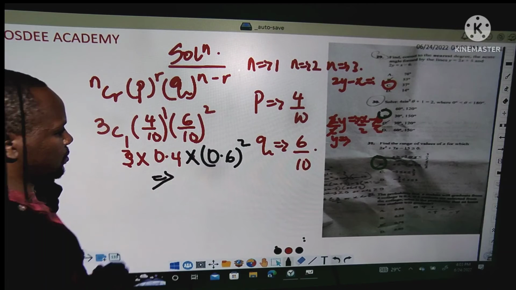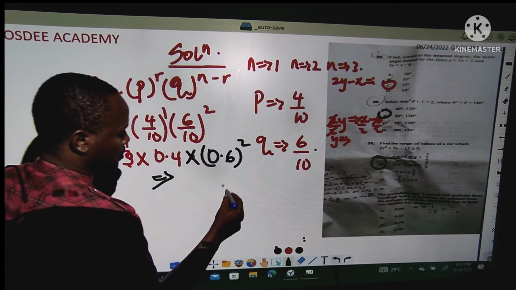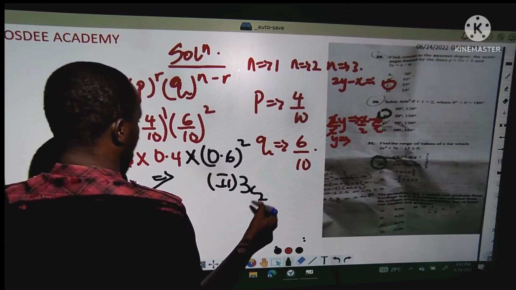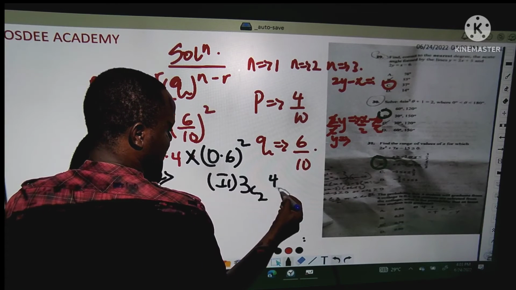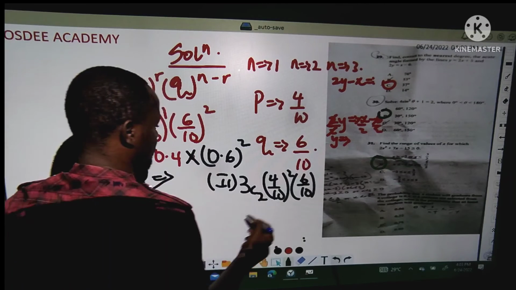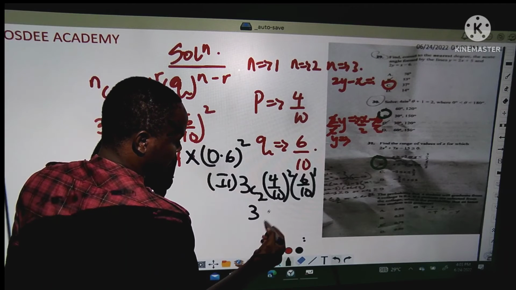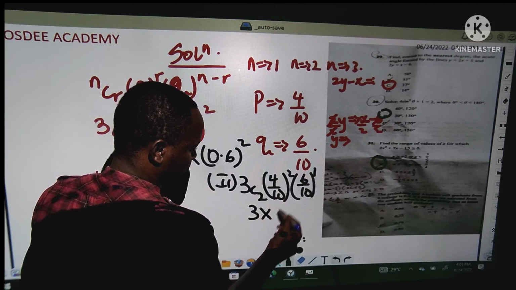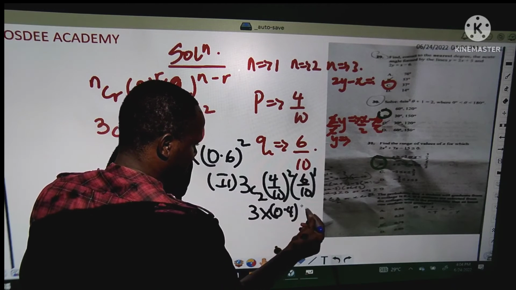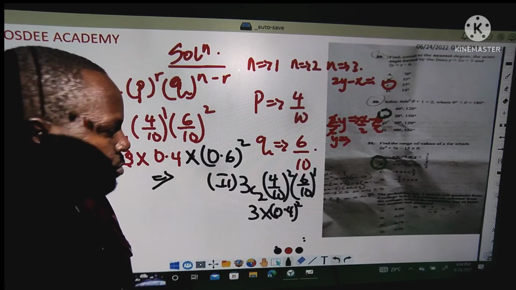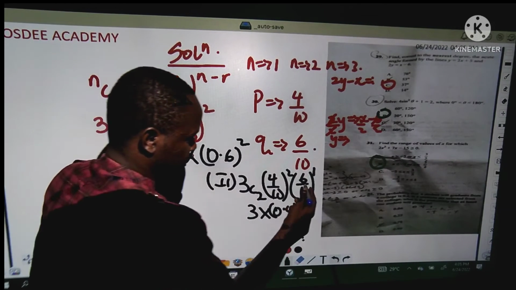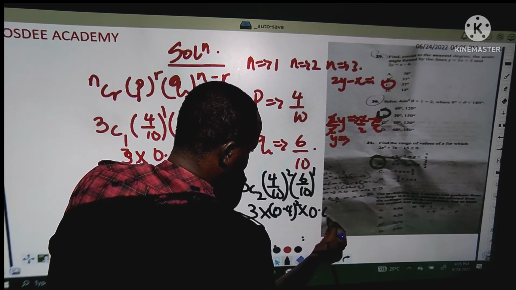So I need the answer to this. Then I do the second one, the same thing. The second one will be 3 choose 2. Then it will be 4 over 10 raised to power 2, then 6 over 10 raised to power 1. This is 3 times 0.4 raised to power 2, times 0.6, as you can see. You guys should be pausing, please.